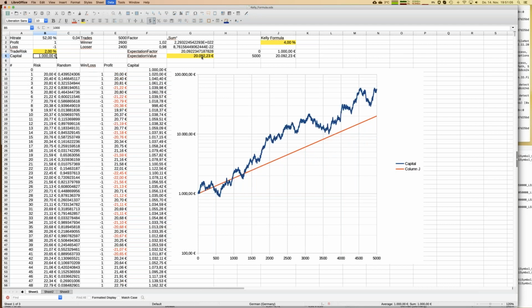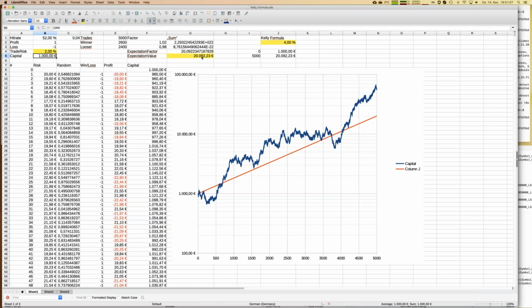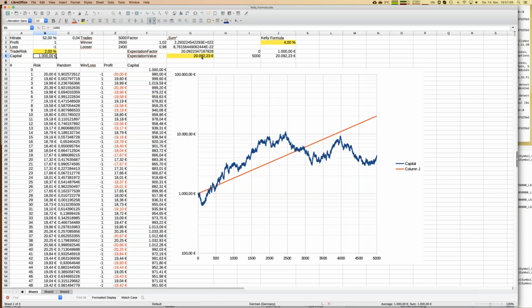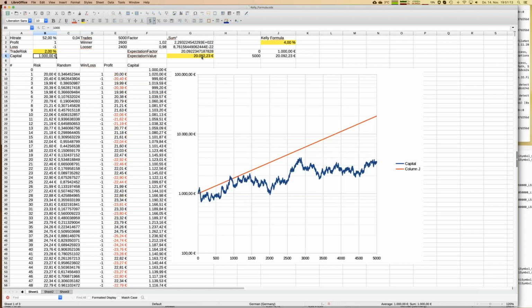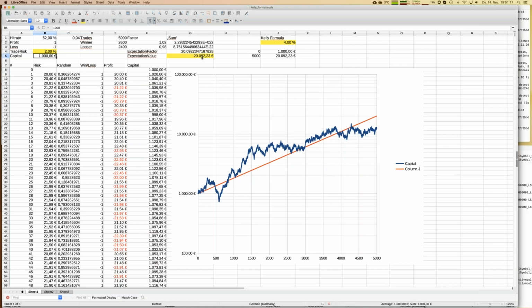Just let me press F9 a couple of times. Then you can see that the overall fluctuation is by far not that huge as before, when I went exactly for the Kelly criterion. So therefore, we have a little bit less fluctuations. So that's another plus for always going for half of the Kelly formula.